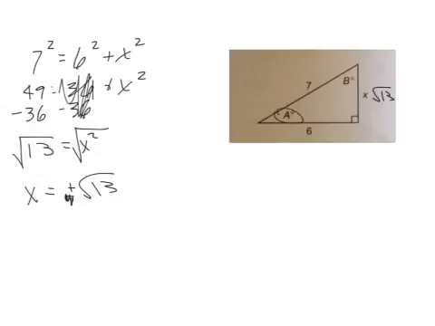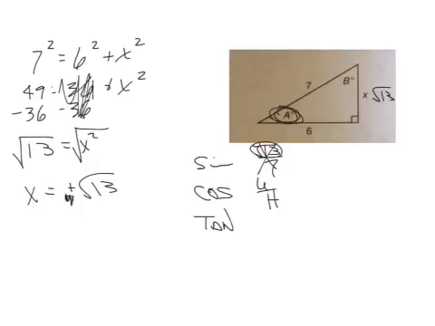What are our options? Since we know all three sides of the triangle, we can use sine, cosine, or tangent. Sine of A would be opposite over hypotenuse. I don't want to work with a radical, so I'm not going to use that one. Cosine is adjacent over hypotenuse, which is 7. I can deal with that.